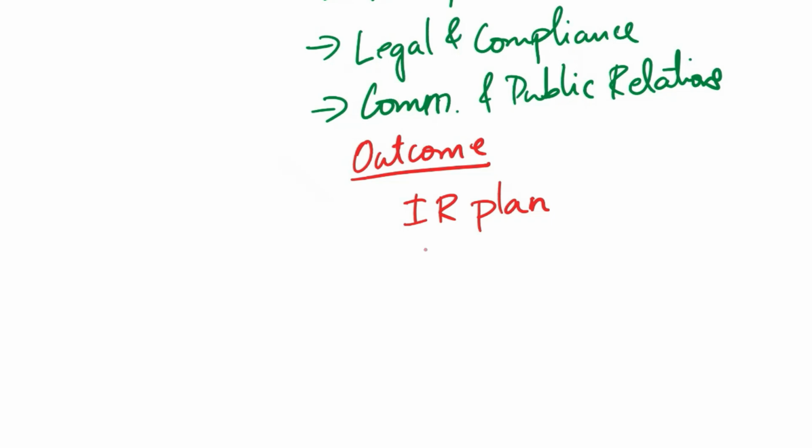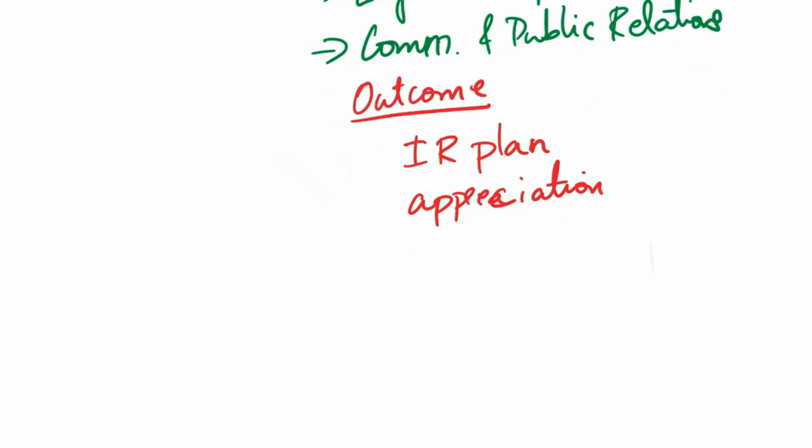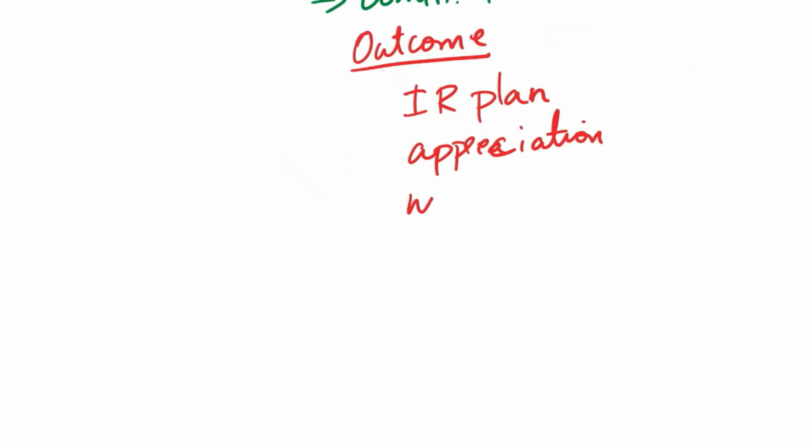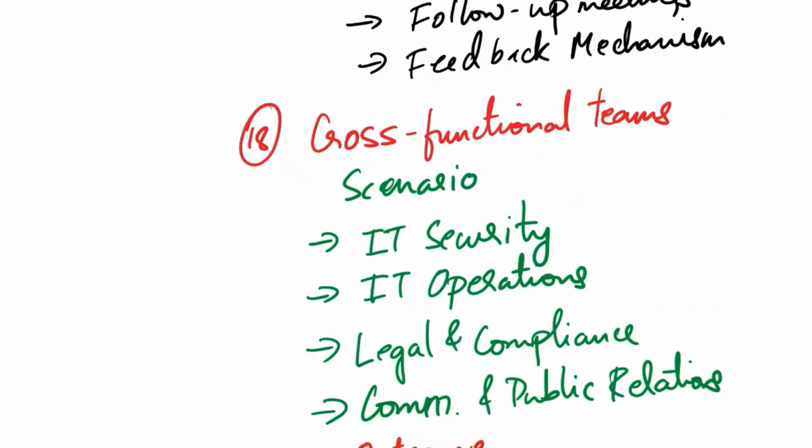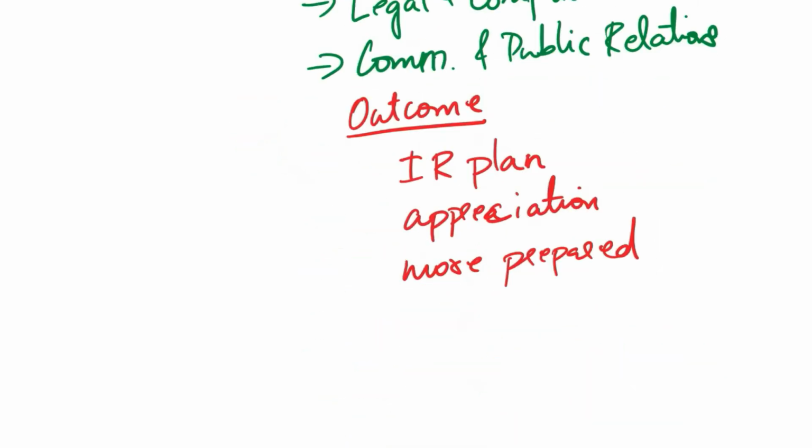Cross functional teams gained a deeper appreciation for each other's roles in incident response. The organization became more prepared to handle real world security incidents with improved communication channels and a streamlined incident response process. So, this experience underscored the value of cross functional collaboration in achieving IT audit objectives, particularly when addressing complex and interconnected aspects of cybersecurity and incident response. It emphasized the need for a holistic approach that considers the perspectives and expertise of various teams within the organization. Let's go to the next question.